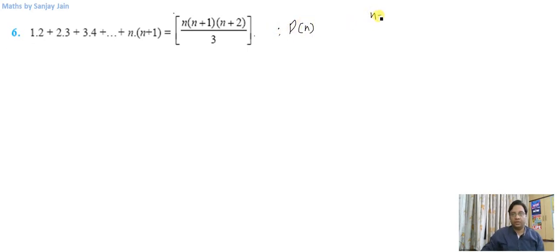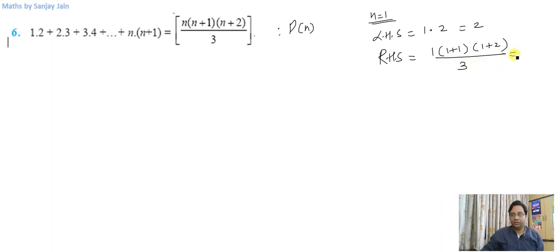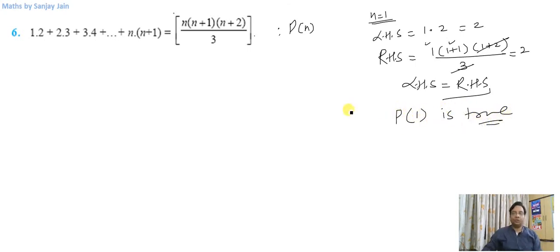Now for n equal to 1, the left hand side will be equal to 1 into 2, that is 2. And what will be the right hand side? Right hand side will be 1 into 1 plus 1 into 1 plus 2 divided by 3. So this is 3 and this is 3, so these are cancelled out. This is 2 into 1, so 2. Left hand side is equal to right hand side, so I can say p of 1 is true, or the statement is true at n equal to 1.